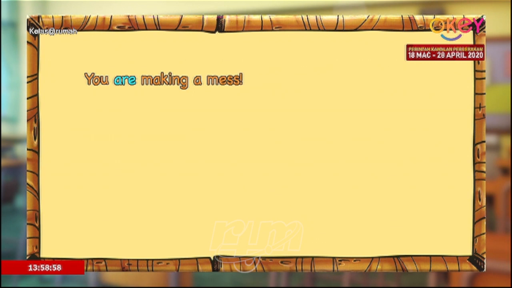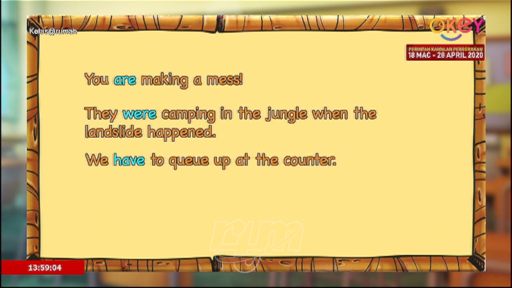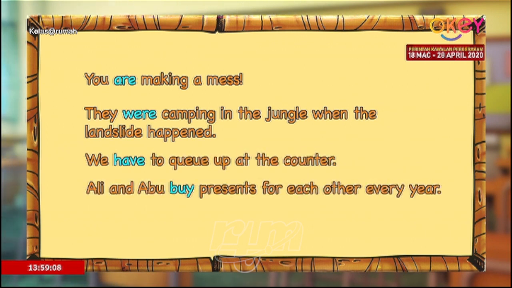You are making a mess. They were camping in the jungle when the landslide happened. You have to queue up at the counter. Ali and Abu buy presents for each other every year. The rabbits live in a hutch.